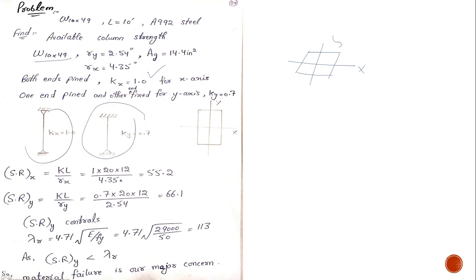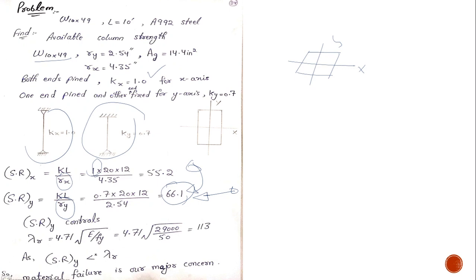So you'll find two slenderness ratios based on your K value and your radius of gyration. You have to maximize the slenderness ratio, so you have to take the maximum of it. I have written here that the slenderness ratio in Y is controlling because this is maximum. So this is very easy. You have to find the slenderness ratio along the x-axis and y-axis, and take the maximum of these two. And again you have to solve the whole question.